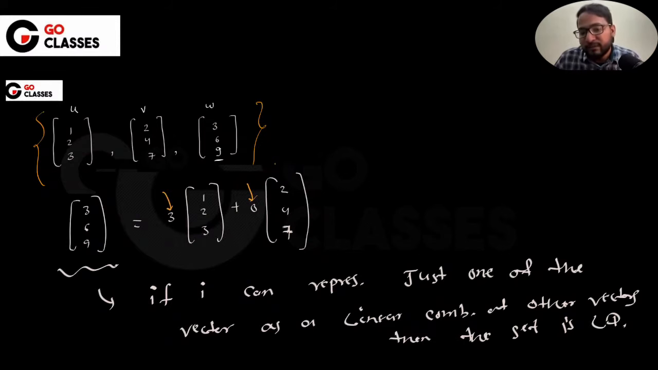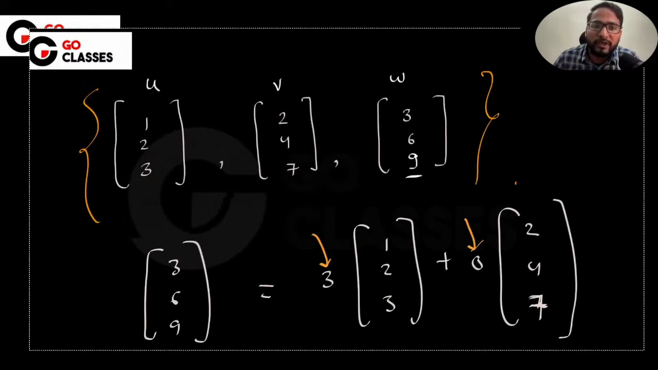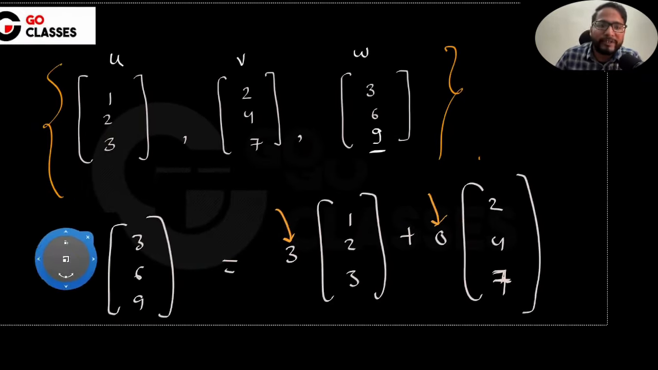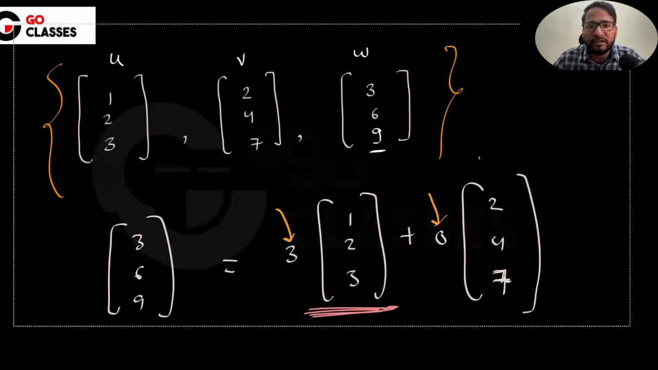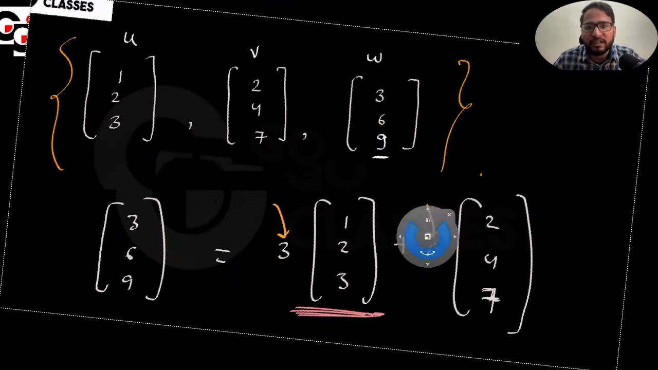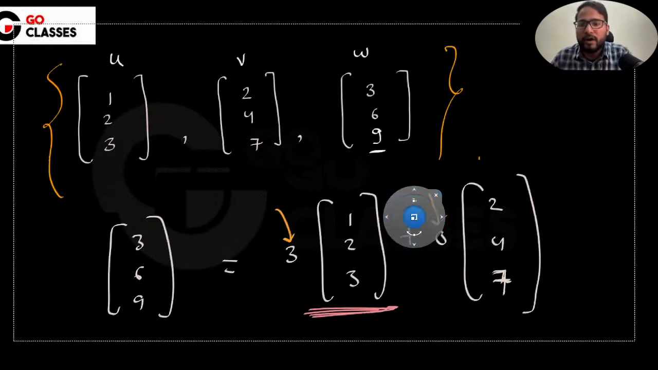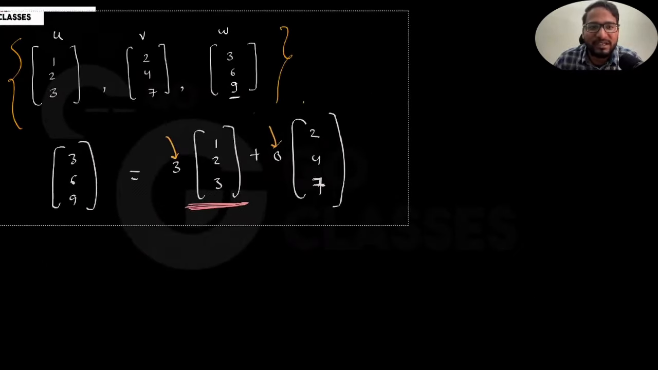So let's make this more interesting. Let me ask you one more question. Can you represent this vector as a linear combination of other vectors instead of this vector? See, what I did here, I just represented 3, 6, 9 as a linear combination of other vectors. Now my question is, can you represent this vector as a linear combination of other vectors? Maybe some of you can do it very easily and you will say there is nothing in this.